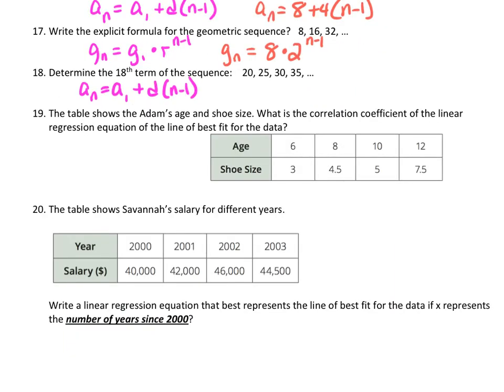For number 18, to find the 18th term of the sequence, I need to write my explicit formula first. So it's arithmetic, because they're adding 5 every time, so A sub n equals 20 plus 5, parentheses, n minus 1. Now to find the 18th term, I need to plug in an 18 for my n. So on my calculator, I would type in 20 plus 5, parentheses, 18 minus 1, and that will give me the answer of 105. So 105 is the 18th term of the sequence.